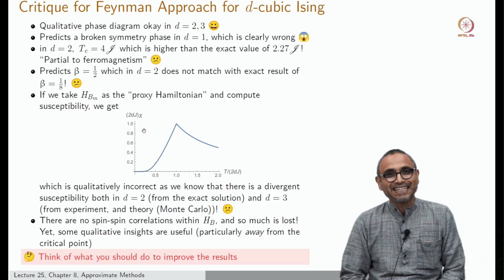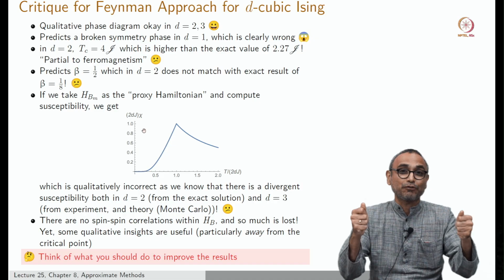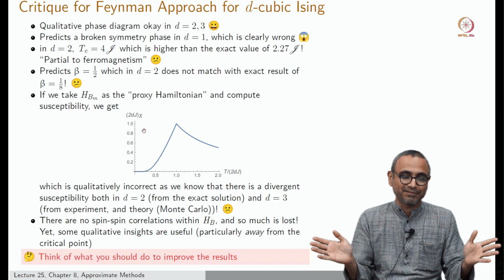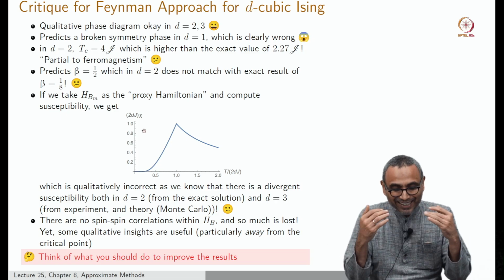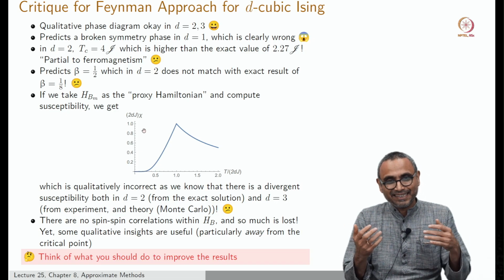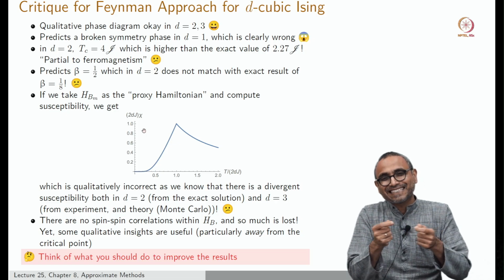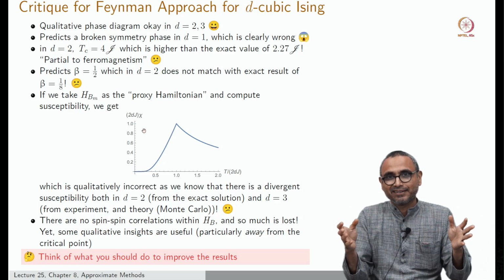So what you will realize after some thought is that in this variational Hamiltonian, I have a set of uncoupled spins. No spin is talking to each other. They are like uncoupled spins. So all the physics associated with spin-spin correlations is completely washed out.